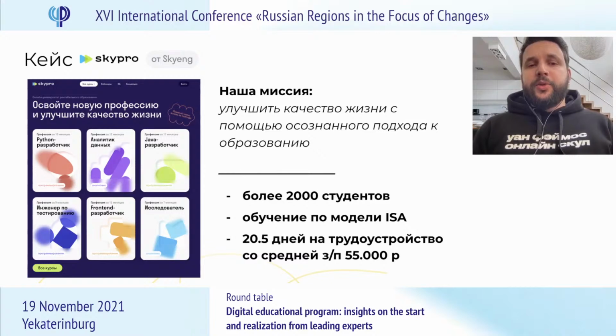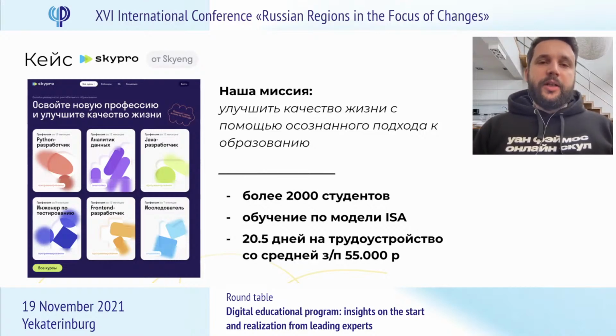We are also going to talk about return on investment later today, and we only launched 6 professions. And we're not going to expand this portfolio a lot because we decided to focus on the professions that can really help our students, our clients, solve their problems. And their problem is improving their life quality. That's their objective. And we offer them a conscious approach to education. We have more than 2,000 students now.